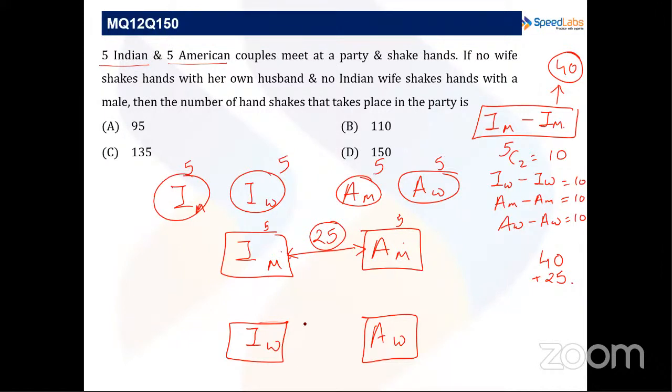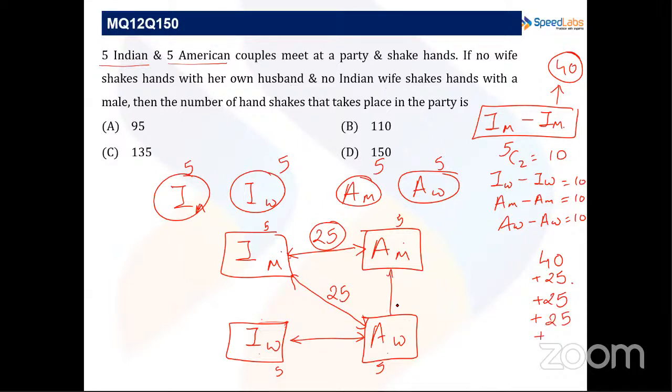Similarly, no restriction on woman to woman handshake is there. So Indian women can have a handshake with American women. Again, they are 5 and 5. So the total number of options will be 25. Now, we are also given that no Indian wife shakes hands with a male. So there is no such option and there is no such option. But there is no restriction on Indian male and American women. So in how many ways they can have the handshake is 25 ways.